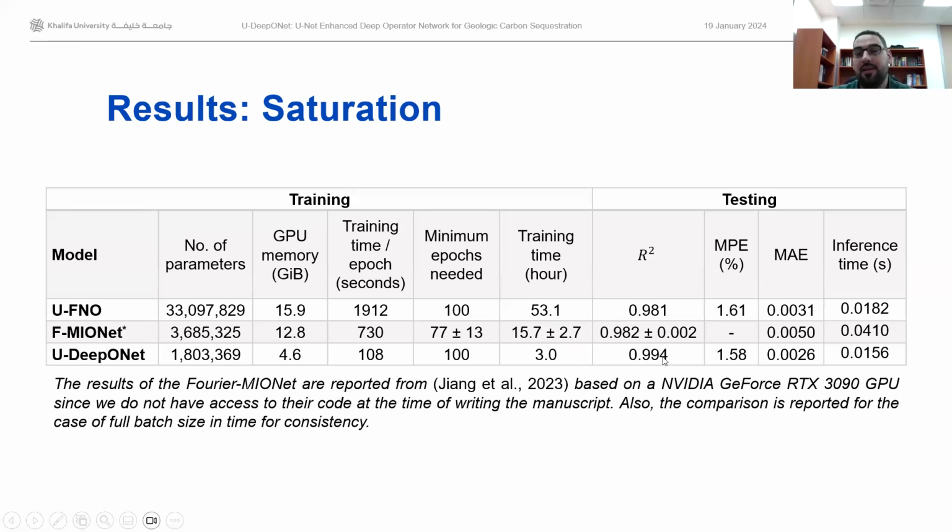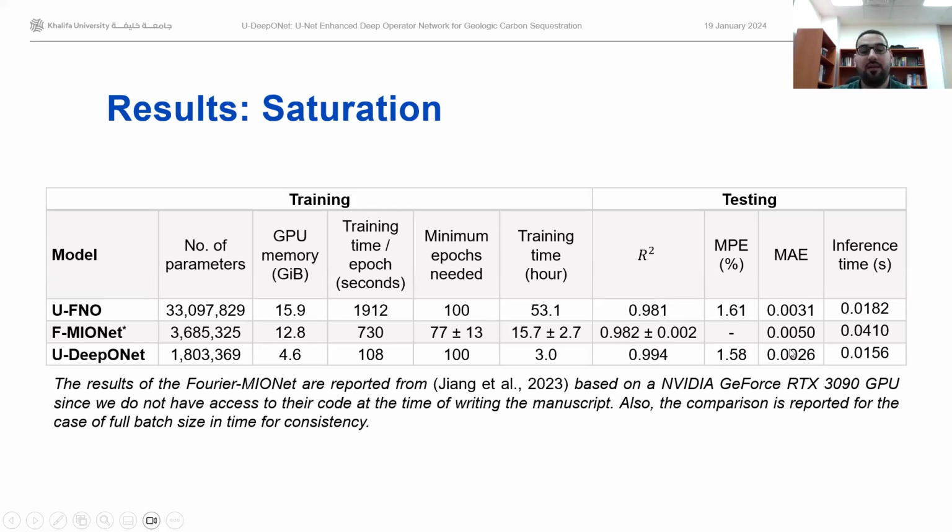Not only that, but the accuracy is also substantially improved compared to the other architectures. We can see from the R-score here that the U-DeepONet is more accurate than both models. In the R-score, higher is better. In the mean plume error and the mean absolute error, lower is better. So in terms of the mean plume error, the U-DeepONet is more accurate than the UFNO. It wasn't reported for the Fourier MIONet.